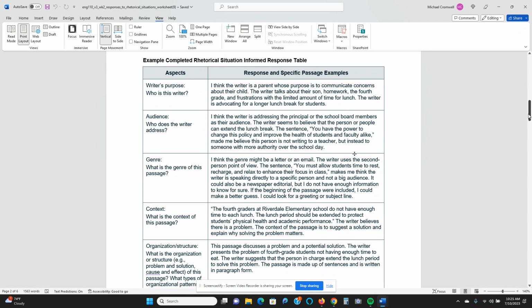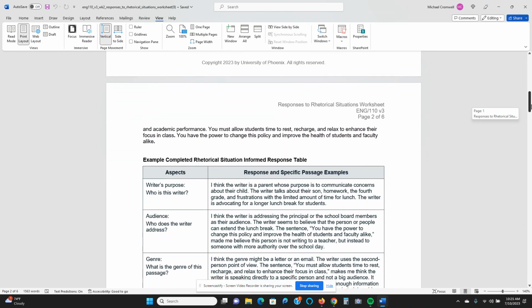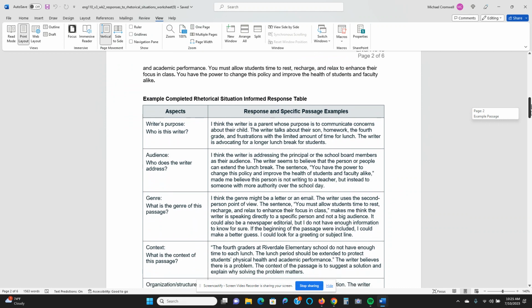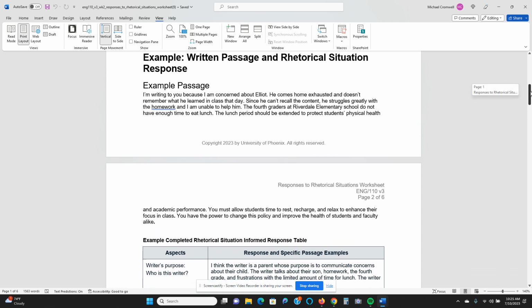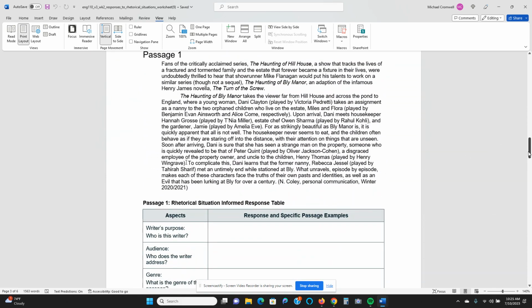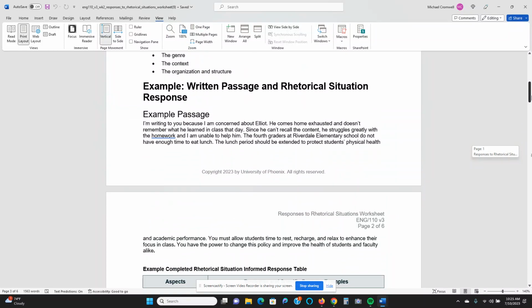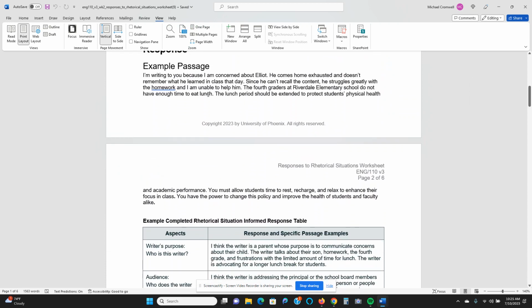But the last thing I'm going to say here for this assignment, and I'm going to make videos for some of your other assignments also. There's an example passage here that you can refer to. Okay, that's already done for you. So before you get to your 3 passages that you have to analyze and respond to, you can read this example and see how it's done. Okay, so don't just dive into the 3 you have to do. Read this one first.